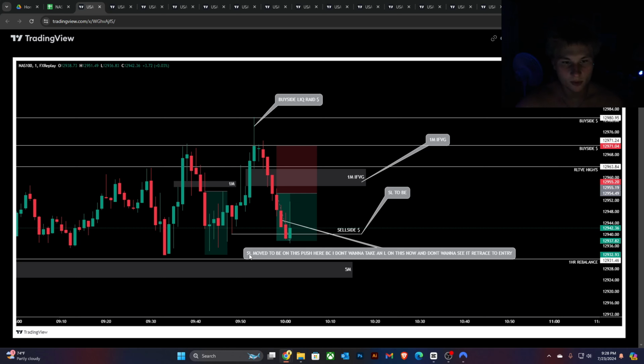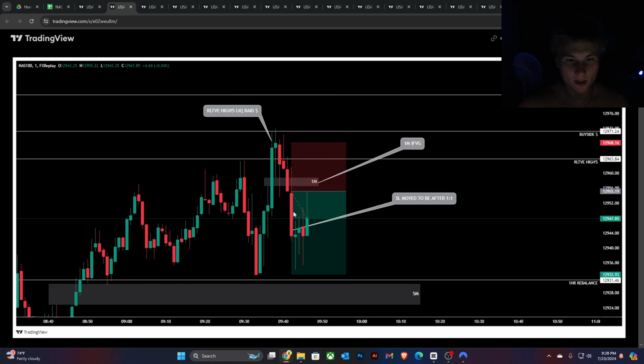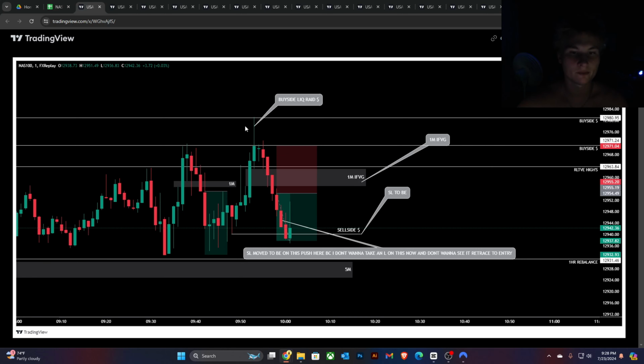And let's see what I said here. Stop loss move to break even on this push here, because I didn't want to take an L on this now, and I don't want to see a retrace to entry. So pretty much same thing as I said right here about these high momentum candles. When I see these big pushes right here on the second candle, I didn't want to see any retracement back into drawdown after giving momentum like this. I just wanted to see price push through the sell side liquidity, which we did very nicely here. So I moved my stop to break even. But yeah, pretty simple here.